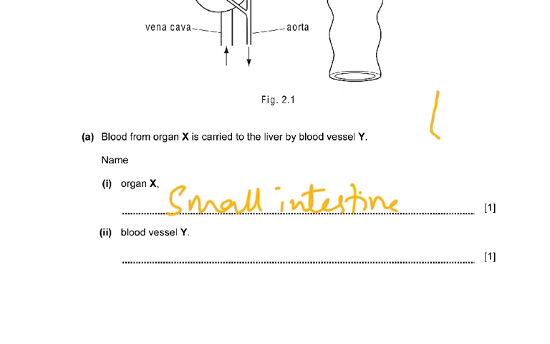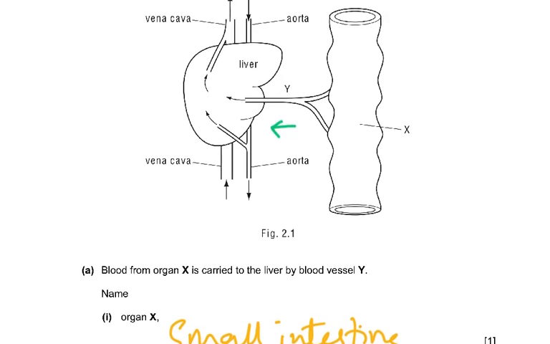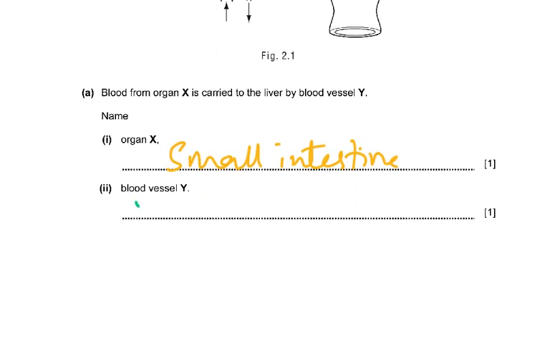Then blood vessel Y. What was blood vessel Y? Let's look at blood vessel Y. This is going in here from the intestine. So X would be the small intestine. From that it is going to the liver. So blood vessel Y is hepatic portal vein.